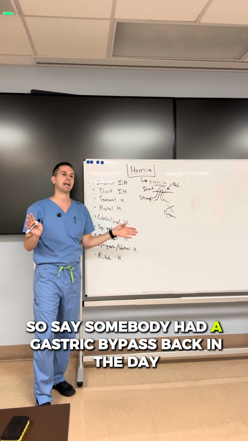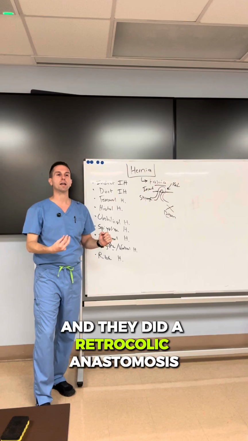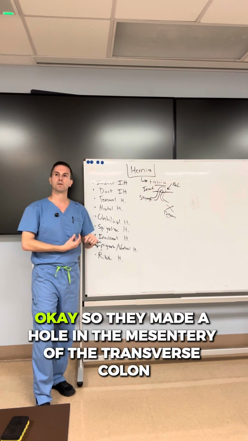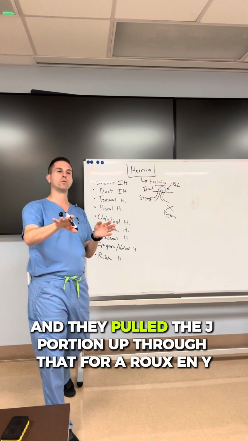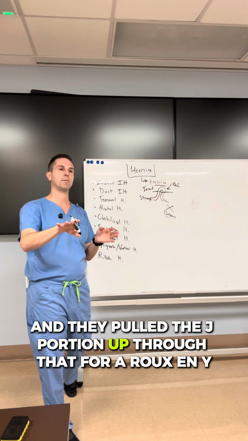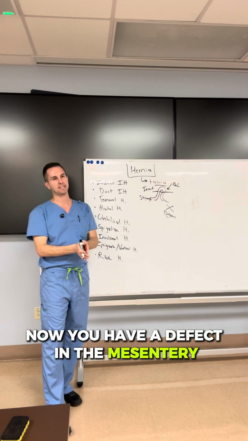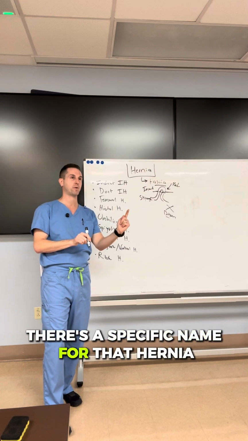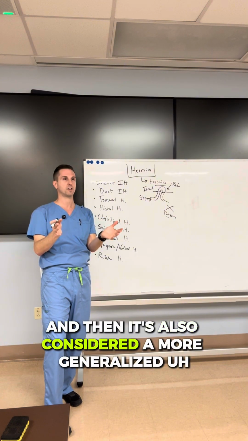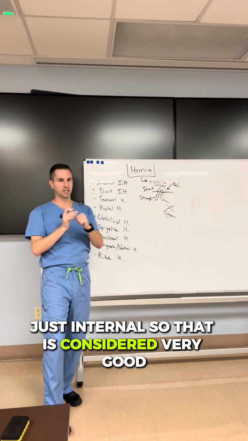So say somebody had a gastric bypass back in the day, and they did a retrocolic anastomosis. So they made a hole in the mesentery of the transverse colon, and they pulled the J portion up through that for a Roux-en-Y. Now you have a defect in the mesentery. You can get a specific type of hernia. There's a specific name for that hernia, and then it's also considered a more generalized type. Isn't it just internal?